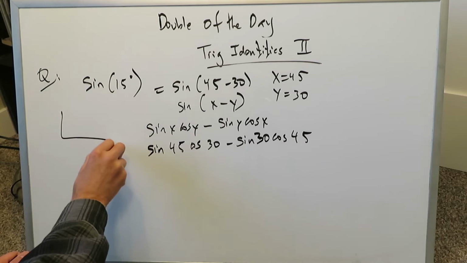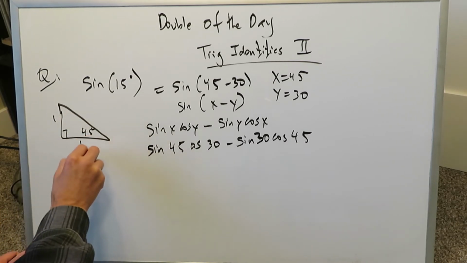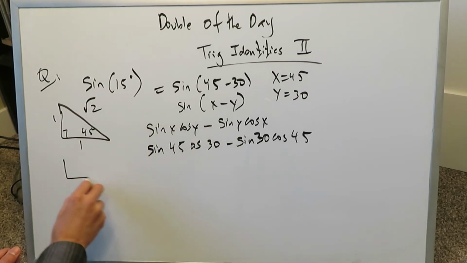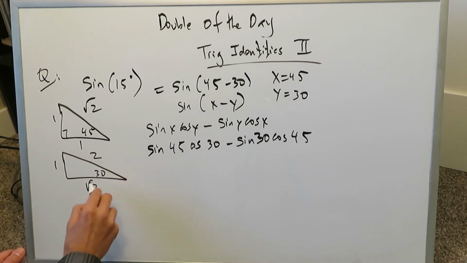And now think back to those trigonometric ratios. For a 45 degree angle, right triangle, you're looking at 1, 1, root 2. For 30, 60, 90, here's my 30, you're looking at 1, 2, root 3. And this gives you everything you need to plug in right here. So you can do this without a calculator.